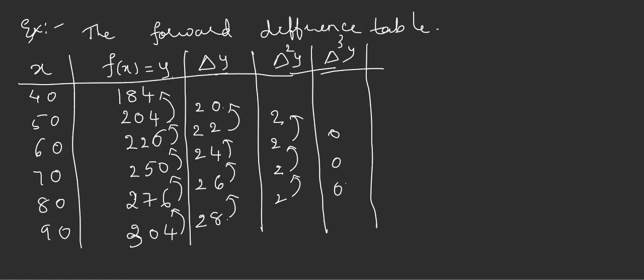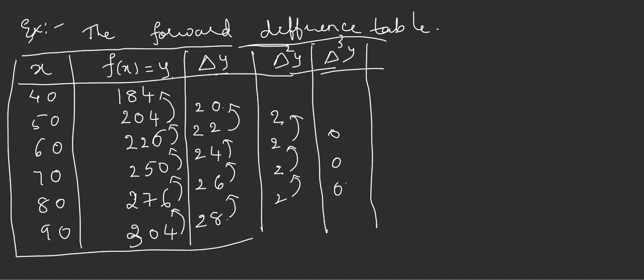Now, shall I take it for delta raised to 4, delta raised to 5, yes or no? No, don't take it because all are 0. Suppose one of them is not 0, you should continue. Got it? Now we have to use forward interpolation. Which values are important for us, the first line or the last line? Forward means the first line.